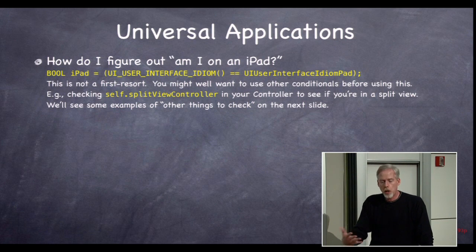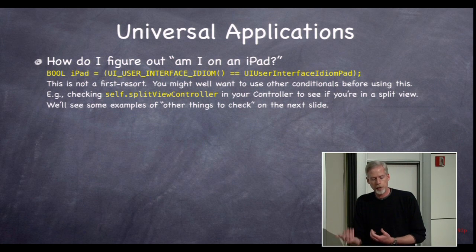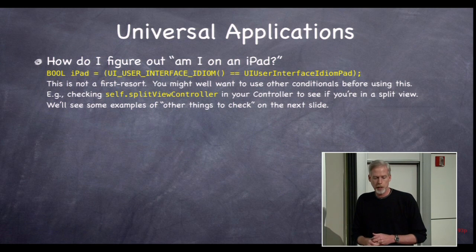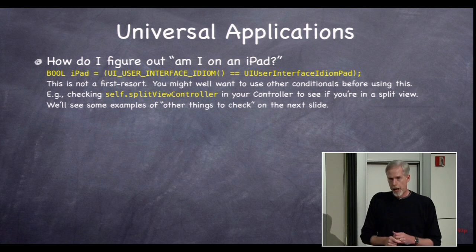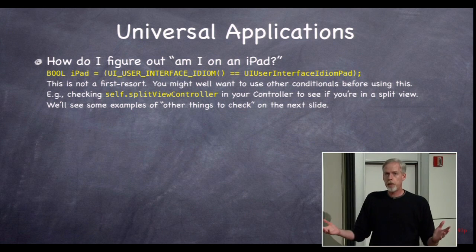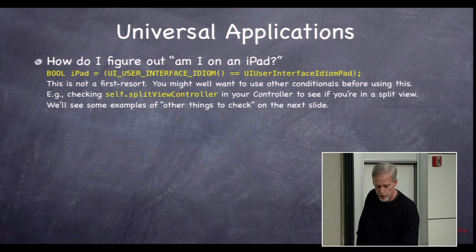So you're in your code, and you want to do something that's iPad specific. How do I find out that I'm running on an iPad? Okay, so here's the magic, how to do that. You call this macro UI_USER_INTERFACE_IDIOM, and you ask if it's equal to UIUserInterfaceIdiomPad versus UIUserInterfaceIdiomPhone. And that'll tell you whether you're running on an iPad. Now, this is not a first resort. It's maybe not the last resort, but it's really not the first thing you want to think to do.